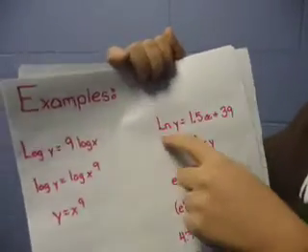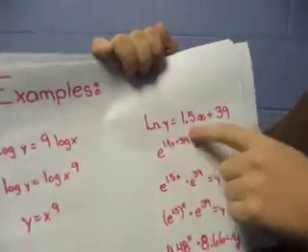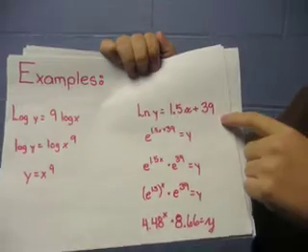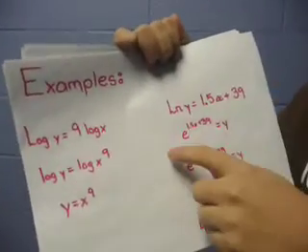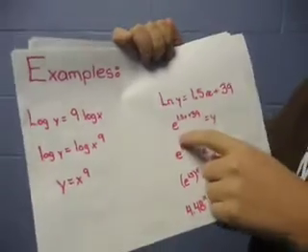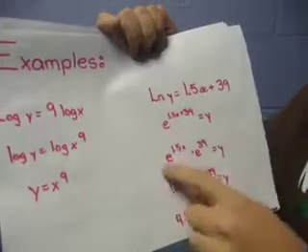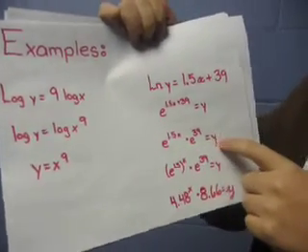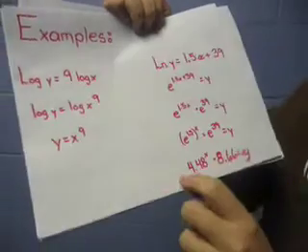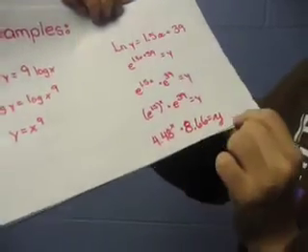Next, natural log y equals 1.5x plus 39. So inverse this equation, it becomes e to the 1.5x plus 39 equals y. So e to the 1.5x times e to the 39 equals y. Sorry, 39. And then we can find y.